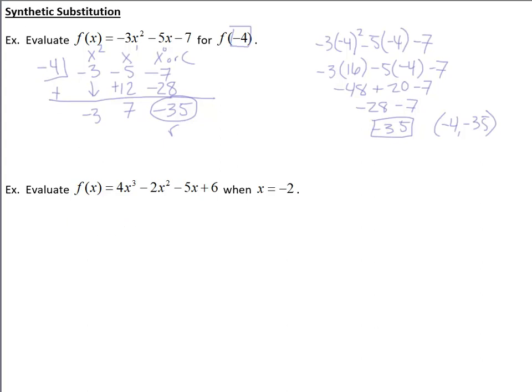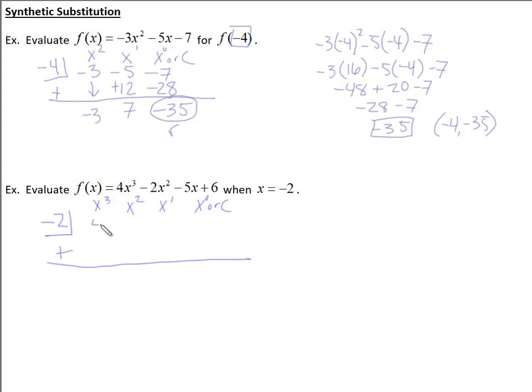Okay, so let's use one where we'll see why it's a little bit nicer. So there's a lot of places where I'd have to plug in manually here. So let's go straight to synthetic. We're going to put the negative 2 we desire to plug in. So they just used a slightly different setup. Evaluate this when x is negative 2, so we're plugging in negative 2. And I need something for x cubed, x squared, x to the first, and x to the 0, or my constant.